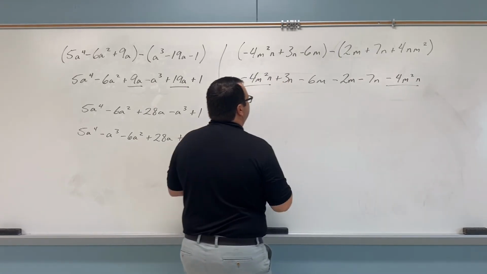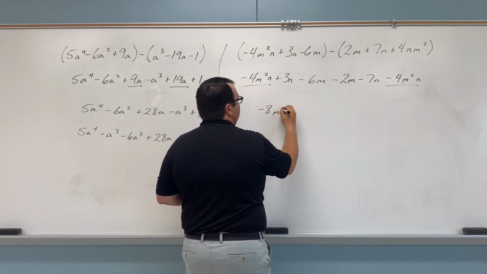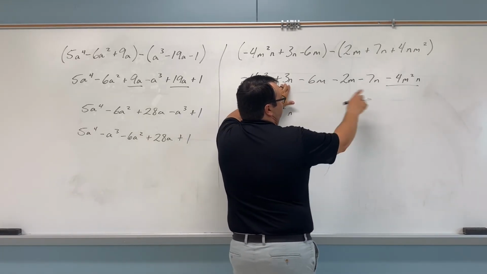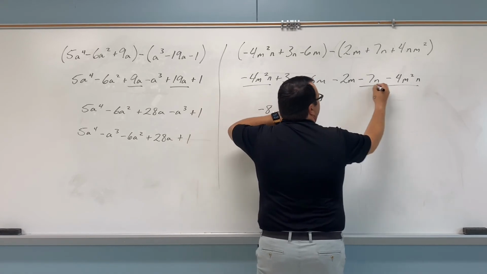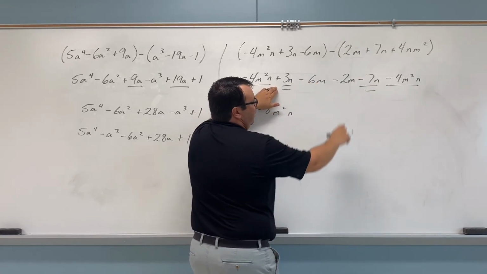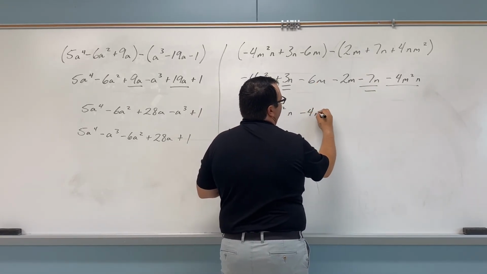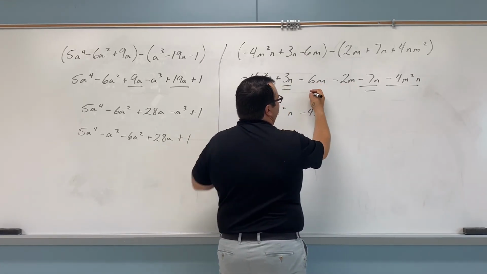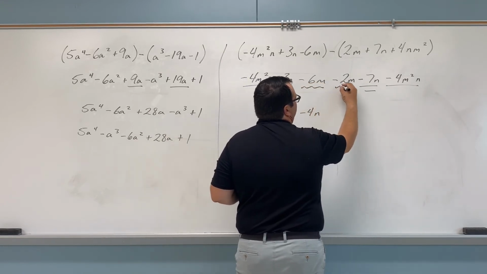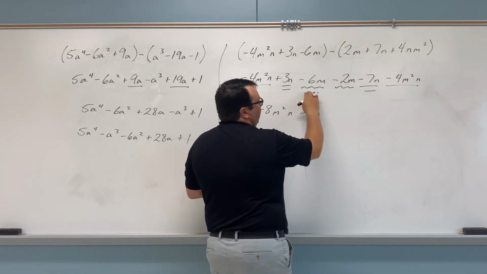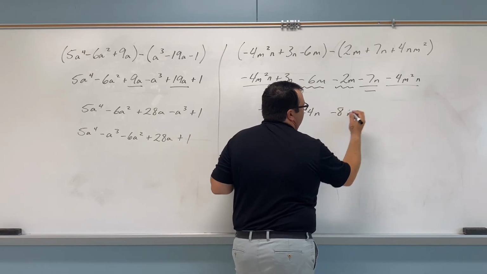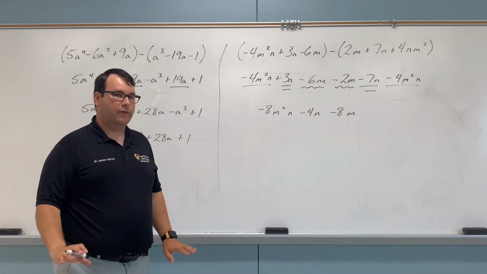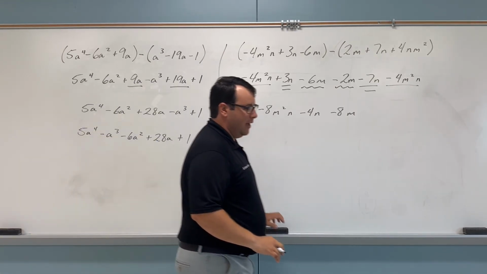Let's combine them. So that's negative 8 m squared n. Do I have any just n's around? Yes, right here. 3n, negative 7n is a negative 4n. Do I have any m's just by themselves? Absolutely. I'm going to use a squiggly line here. So that is a negative 8m. And that is it. There's nothing else to do in that problem.